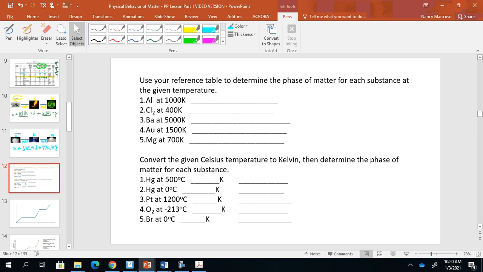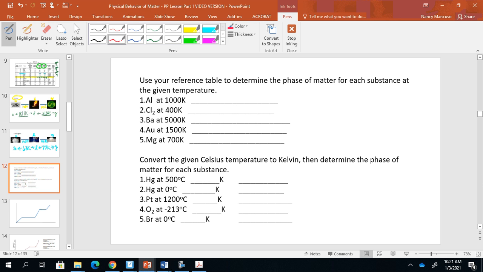So here is some practice. I'm going to do just the first one with you, and I'm going to have you do the rest of them. All right, so first thing I want to do, use your reference table to determine the phase of matter for each substance at the given temperature. So we want to go to aluminum, that's element 13. And I want to go across and see where it is at 1,000 degrees. So I see that aluminum melts at 933.